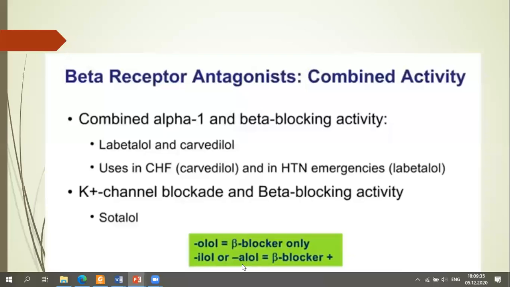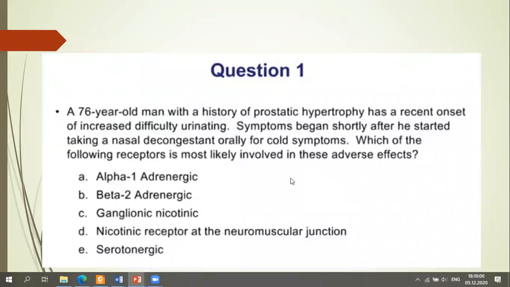But if it ends up with ILOL, for example, or ALOL, it has also the beta blocker property and also another type of property too. For example, alpha-1 blockers can be included too. For example, carvedilol and labetalol can be used also as alpha-1 blockers too, not only as beta blockers. Combined alpha-1 and beta blocking. Now we have the last minute, and now we are continuing.